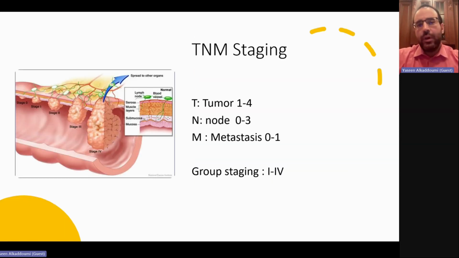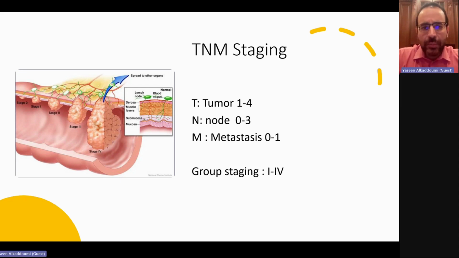So the staging of cancer, we utilize what's called the TNM staging system. T stands for tumor, and the tumor, we assign number 1 to 4, 1 being small tumor, 4 being a larger tumor. Usually 4 is a locally advanced tumor that attaches or invades into local structure. N stands for node, and 0 being no node involved, 3 being many nodes involved. M stands for metastases, and 0 is no metastases, 1 having metastatic disease.